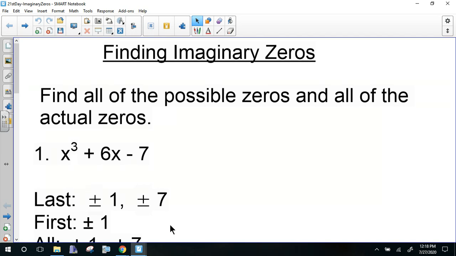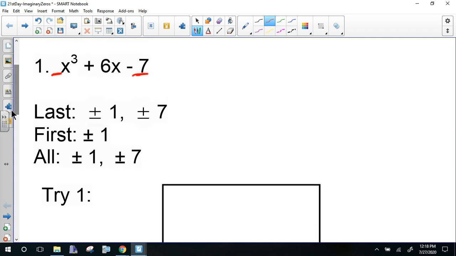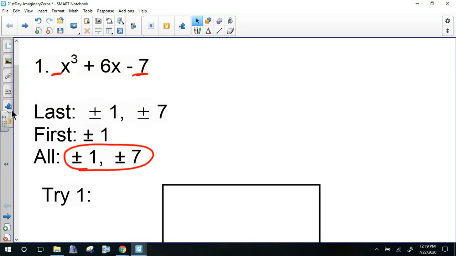So in this first example, we want to find all the possible zeros and all of the actual zeros for x cubed plus 6x minus 7. Of course, going through the rational zero test, we find the factors of -7 and the factors of 1. So all of my possible zeros are right here. Okay, so we're going to try 1.